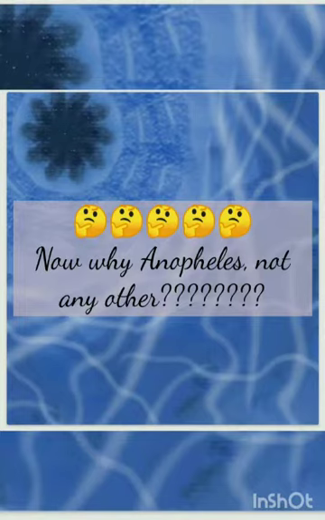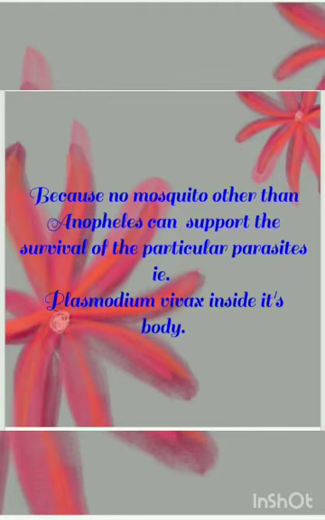Again, another question arises. Now, why Anopheles, not any other mosquito? So, there's a very special reason behind why only Anopheles causes malaria and no other mosquito. It is because it is Anopheles that supports the survival of the particular parasite causing malaria, that's named Plasmodium vivax. Inside its body, only female Anopheles can support the survival of Plasmodium vivax. That's why it causes malaria.